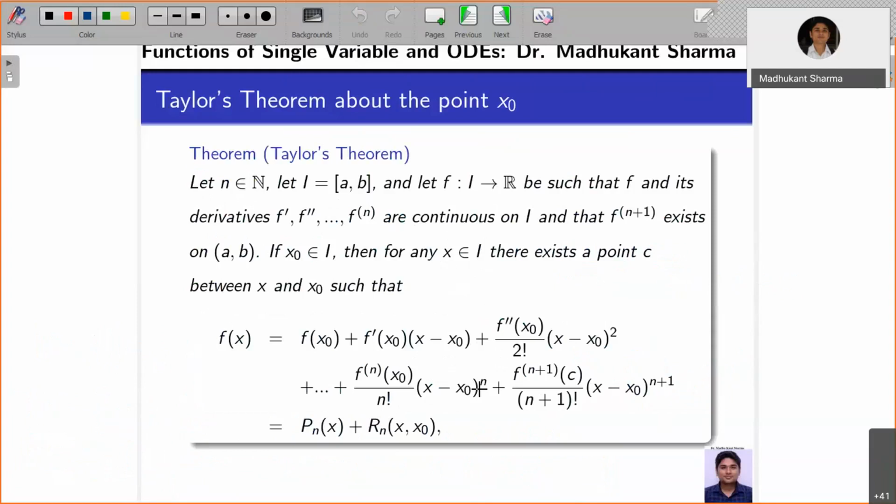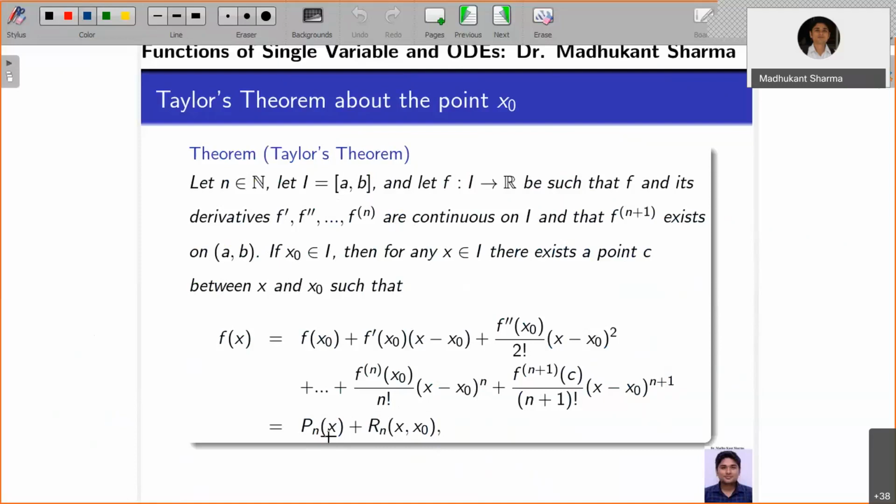Now Taylor's theorem about the point x naught will give you the polynomial approximation for a given function f in powers of x minus x naught. And here you can indeed identify what the coefficients a_n are. So this is Taylor's theorem. If the remainder tends to 0 as n tends to infinity, then you can write it in terms of a power series. And therefore e to the power x, sine x and cos x are written in the Taylor series format.